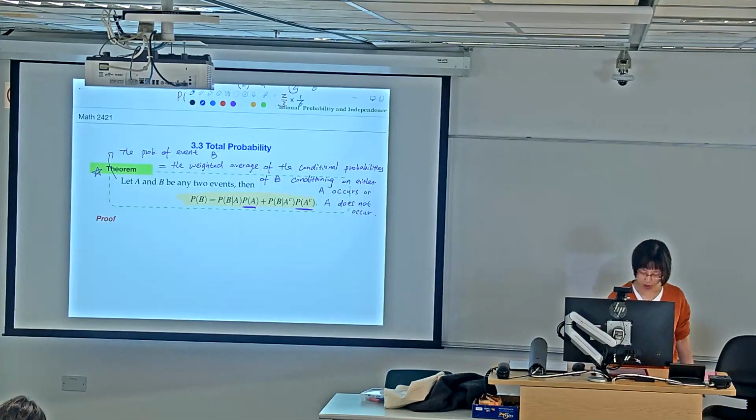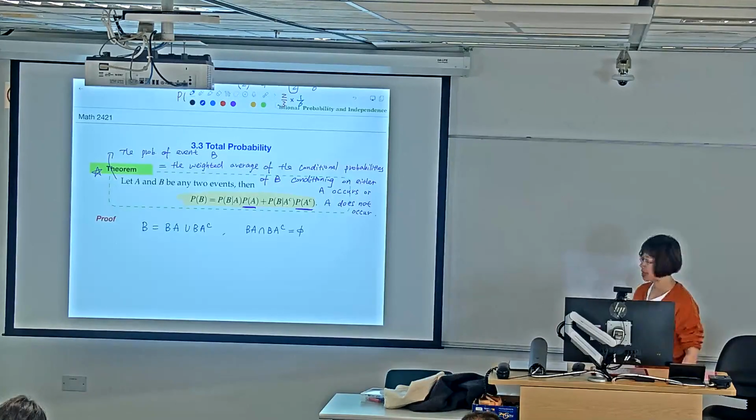Let's also offer a simple derivation for this formula. Here we use a little lemma we have used many times. You have two events. You can create a partition of one event using the other. So we are going to write B as B, the part in A, and the part in A complement. The good thing is that in this decomposition, we decompose B into two parts that do not intersect each other.